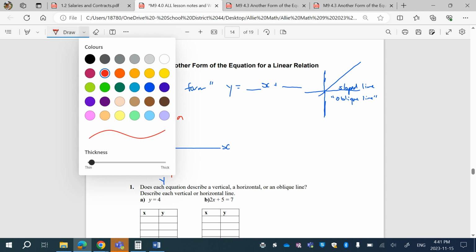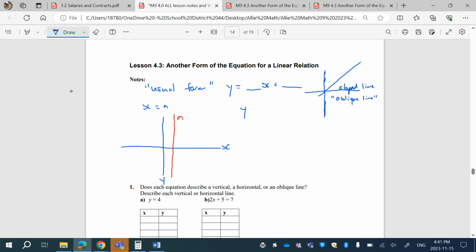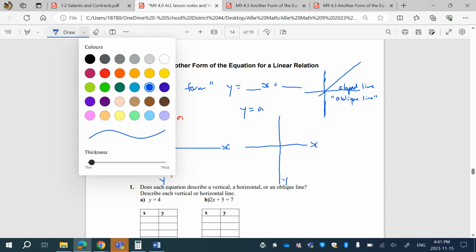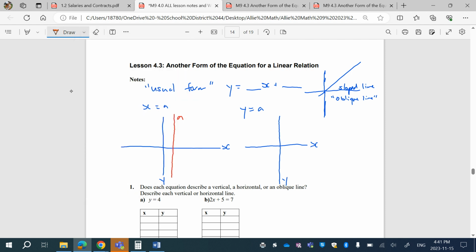And if we have just y equals a, and again, I'm going to draw our y-axis and our x-axis. If we have just values for y, it might look something like this. So it'd be a horizontal line.